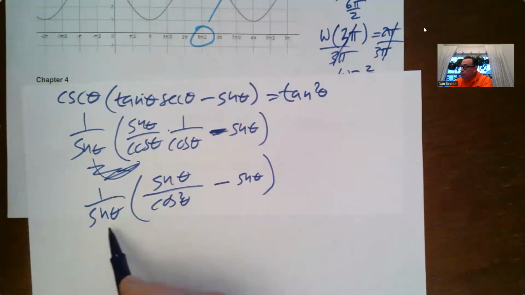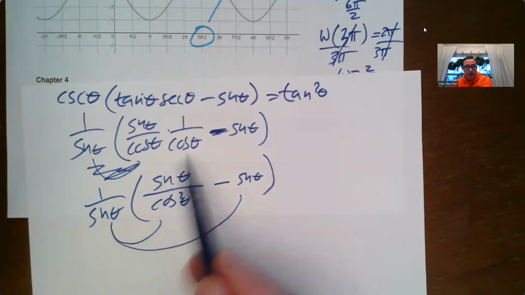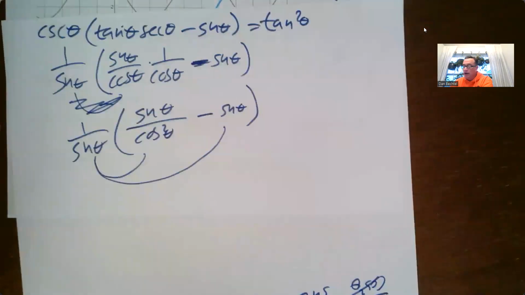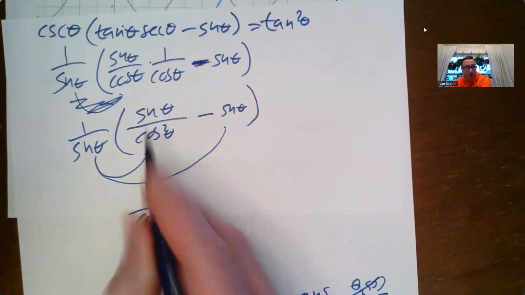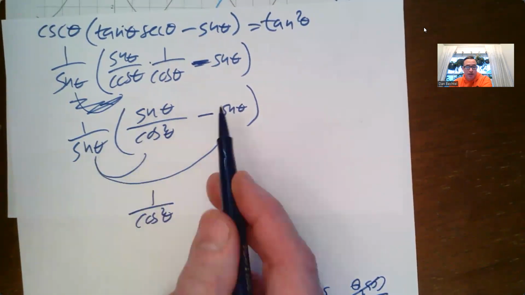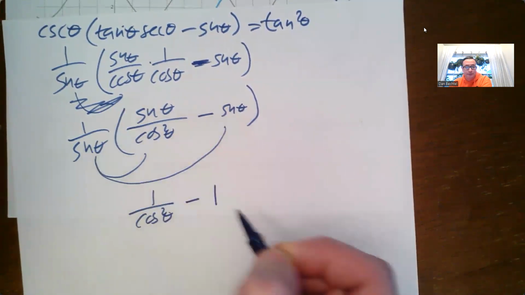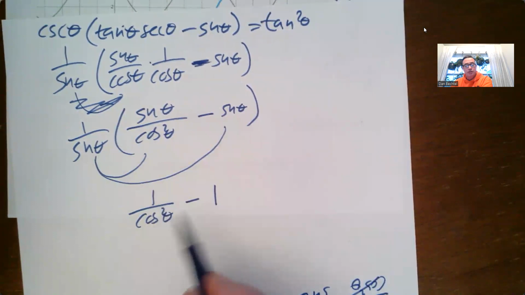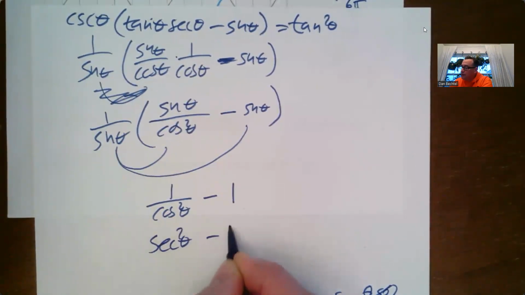Okay, now I can distribute this here and this here. When I distribute this to this one, the sines will cancel out, and I will have 1 over cosine squared theta. That's from that first one. When I multiply this times this, it will be sine over sine. They will cancel out and give me just 1. Now, if I remember, 1 over the cosine squared is equal to the secant squared of theta.